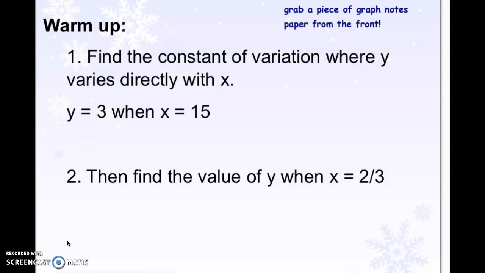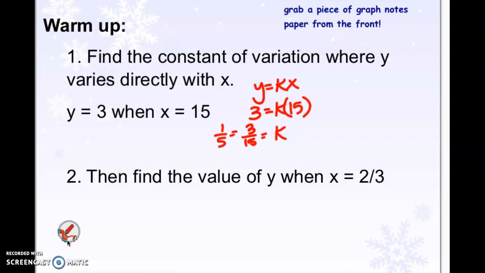Derivative constant of variation, right? You always start with that equation, y equals kx. So when we're given y equals 3, when x equals 15, we plug those two things in. So divided both sides by 15, k equals 3 15ths or 1/5. Okay. Find the constant of variation, 1/5. If we were to write an equation for that, then y equals 1/5 x.